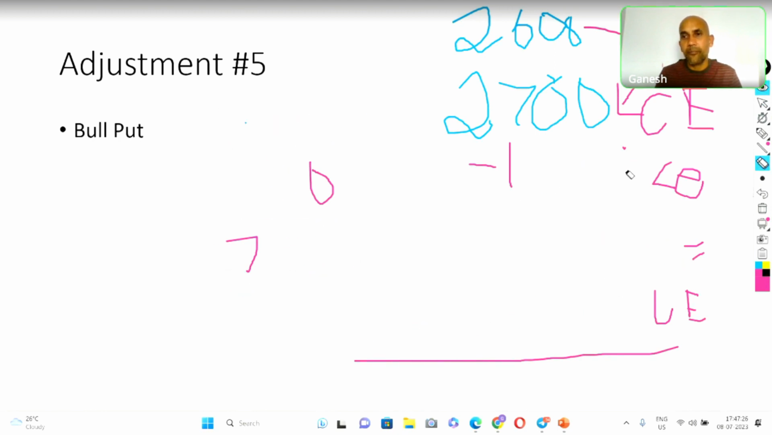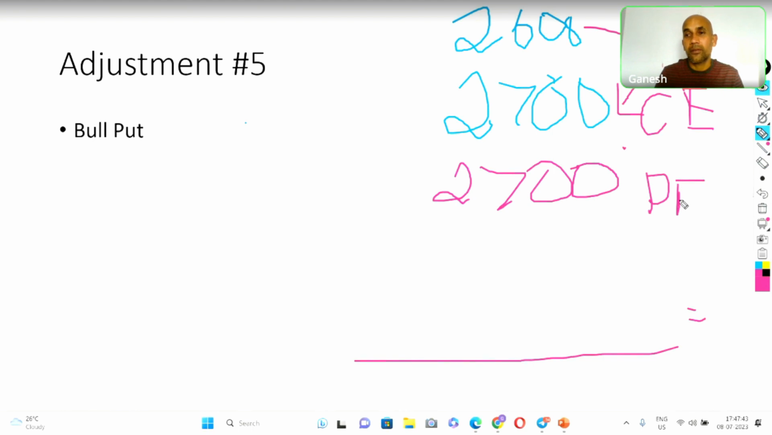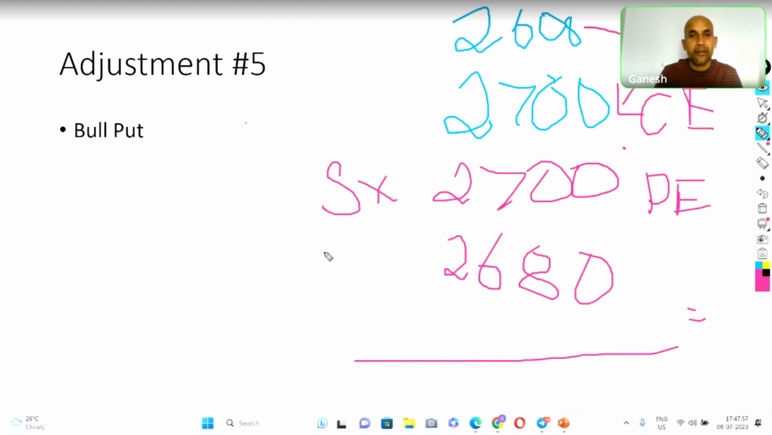Scenario is the same. Market Reliance came to 2700. Then 2700 put. Here also put. You sell. And below one strike below means 2680 buy, right? So what is the bull put? Sell upper strike, buy the lower strike. This is called bull put.